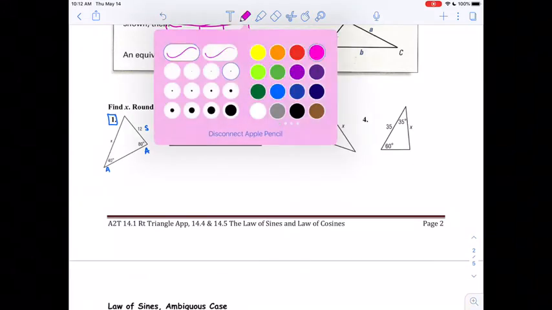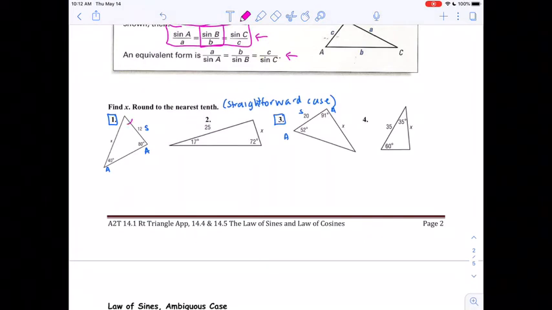So I'm going to switch over to pink to show that these are values that I calculate. So that top angle is 60 degrees.